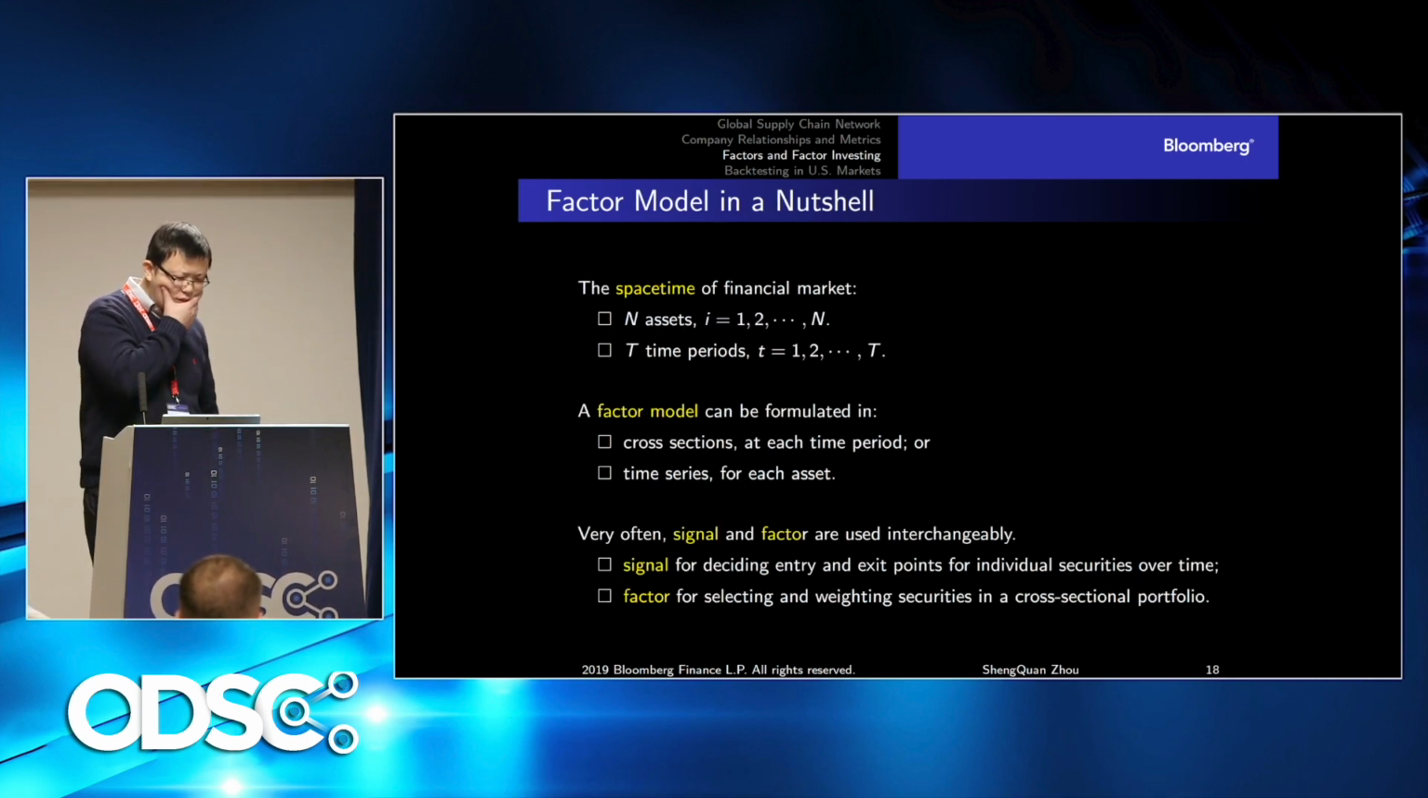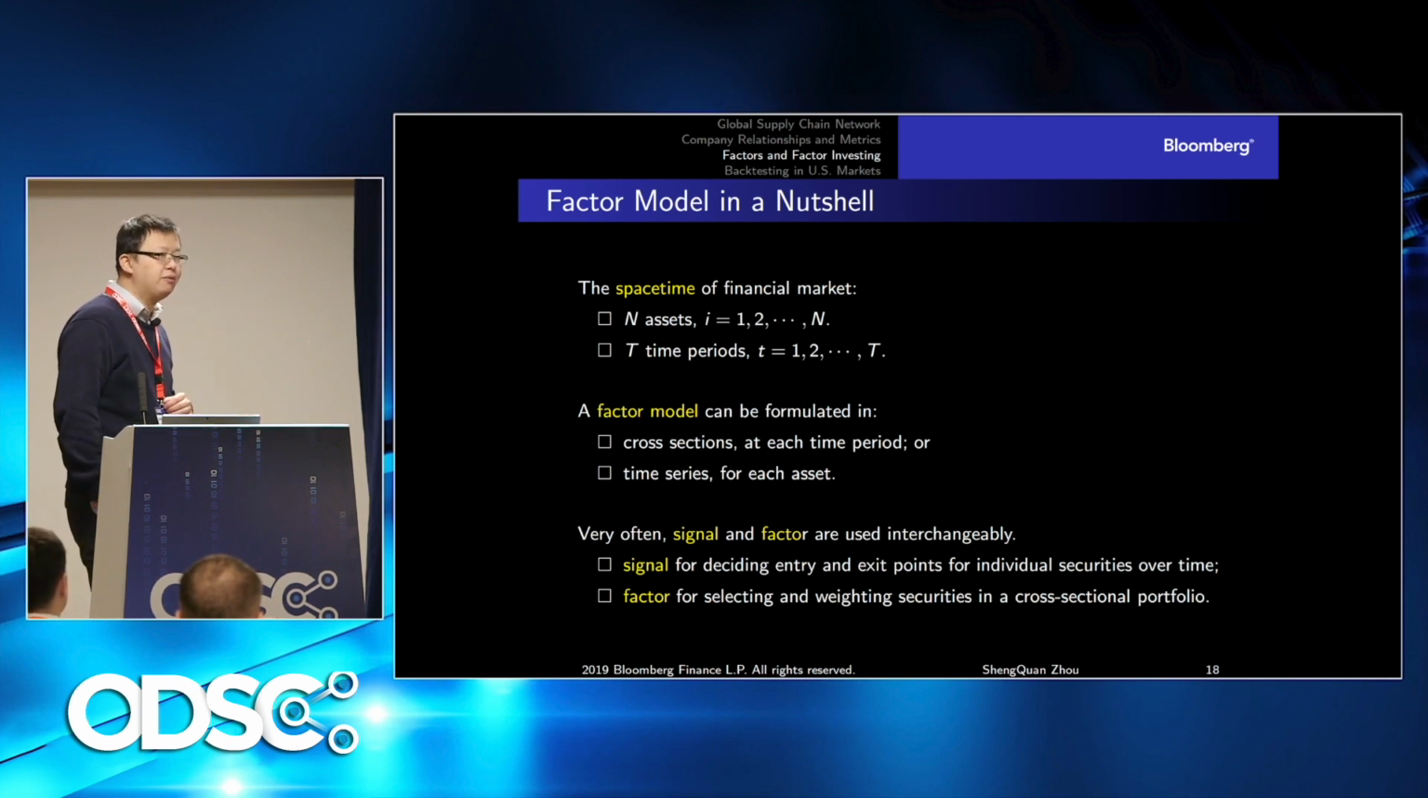So the space-time of financial market typically has two dimensions. One is the security universe, another is time. And accordingly, a factor model can be formulated in two different ways, in cross-section or in time series. Right? It reflects two idealistic paradigms of trading. The first one is you take actions periodically, say at the end of each month. At the end of each month, you select your stocks and weight the stocks to form a portfolio, and you do the same thing every month. That's the cross-sectional way of doing things.